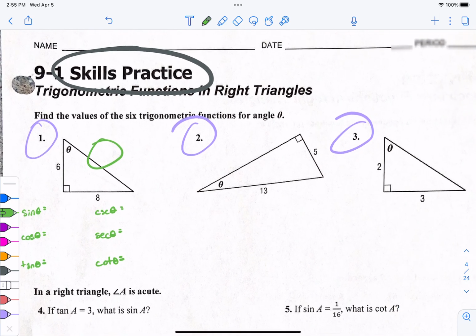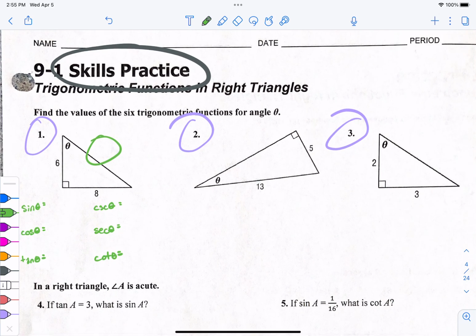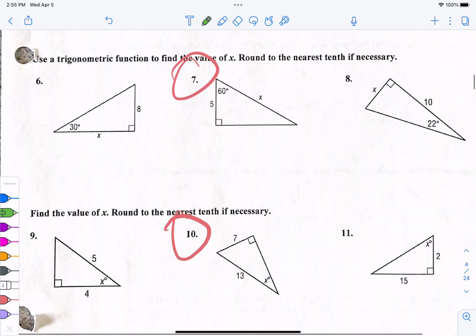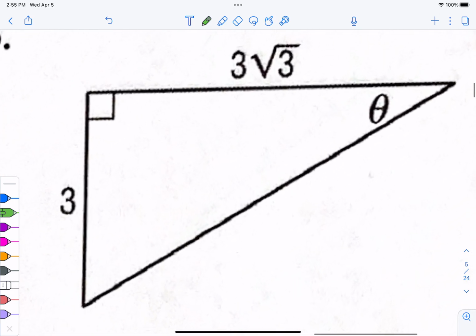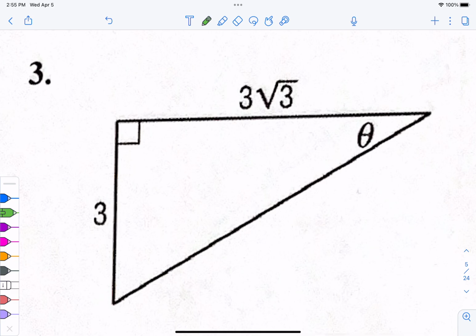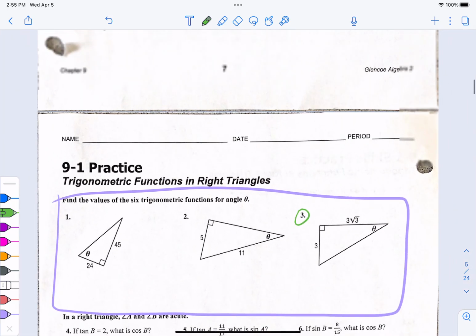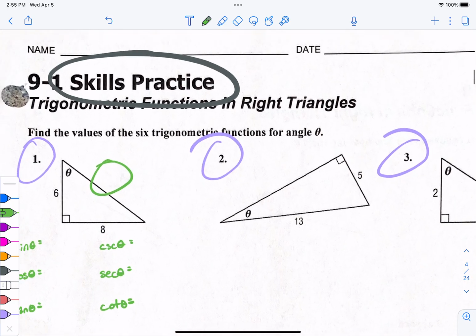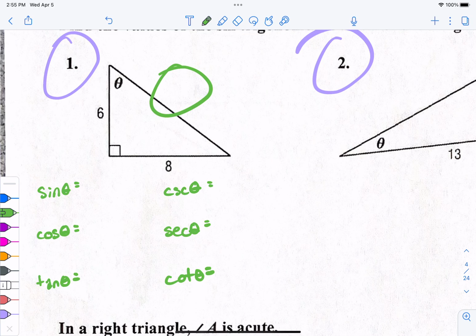You are probably going to get stuck on number 3 on practice because it has a square root in there. But we'll save that one for tomorrow. So just so you know, if you run into a weird thing on number 3, we'll work on that one tomorrow. Got it? So there you go. 1, 2, 3, 1, 2, 3. Get a start. Any questions? Okay.